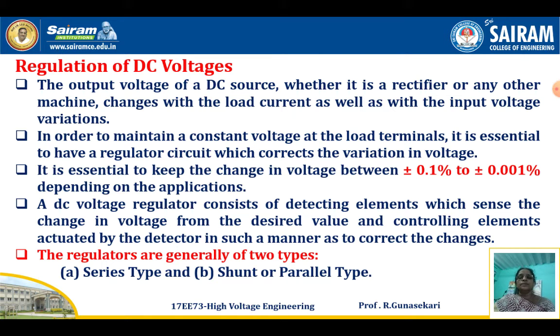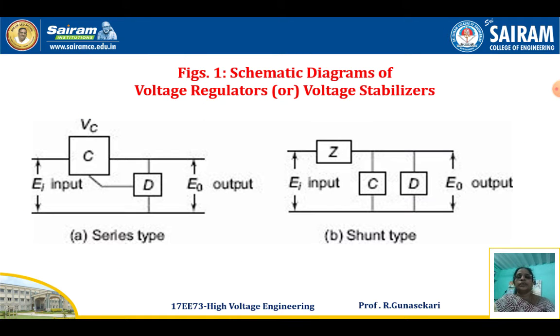There are two types of regulators. One is the series type, another is the shunt or parallel type. Now you see the circuit diagram. Figure 1A represents the series type voltage regulator, another name is series type voltage stabilizer. Figure 1B represents the shunt type or parallel type voltage regulator or voltage stabilizer.